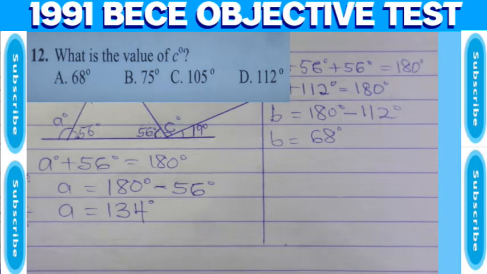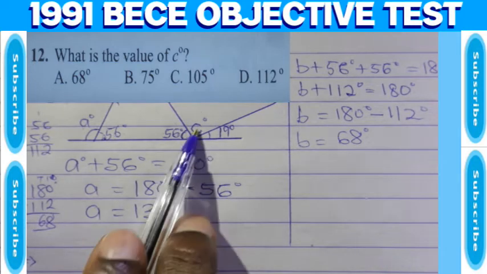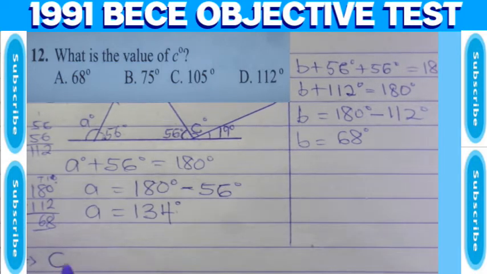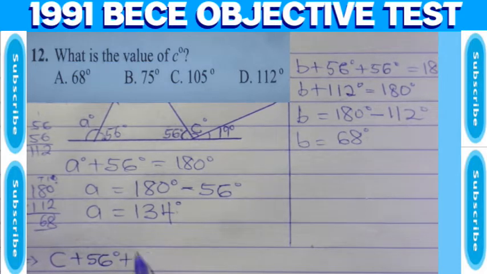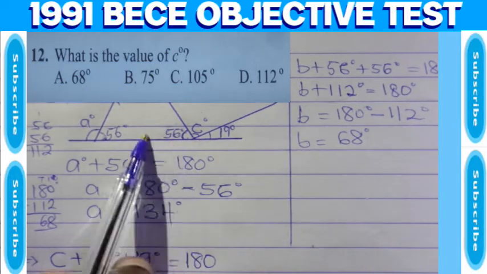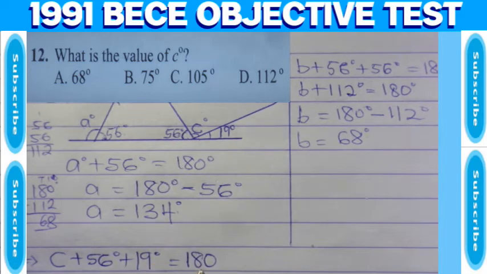Let's come down here to find the C. So it will be C plus 56 plus 19 degrees, which is supposed to give us 180 degrees. When you sum up these three angles, the result should give you 180 degrees.